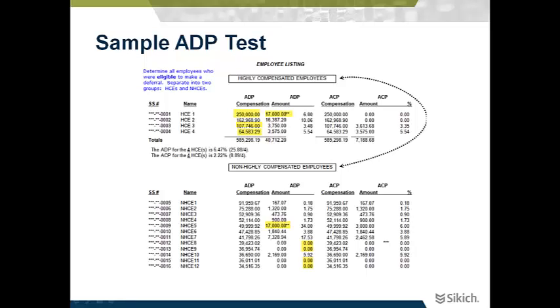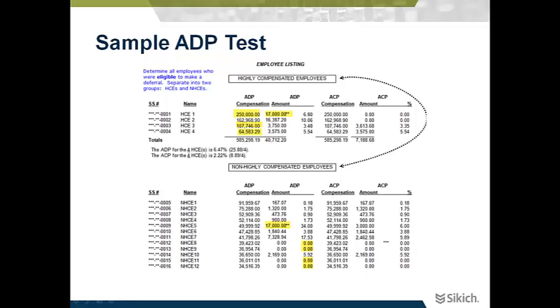And here's a sample test to illustrate the process. We're going to walk through the ADP test steps. We won't do it for the ACP test because they're actually performed in a similar manner. Step 1, we determine all the employees who were eligible to make a deferral. Then, once we have that group, we determine who the HCEs are, the highly compensated employees. Then we separate all the eligible employees into two groups, a highly compensated employee group and a non-highly compensated employee group. And that's what we've done here.